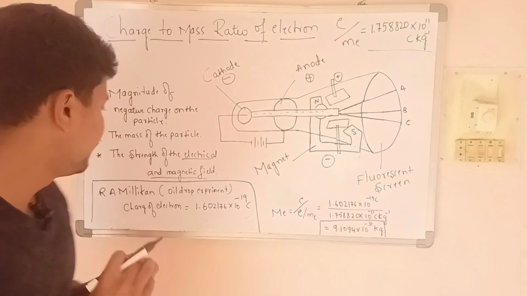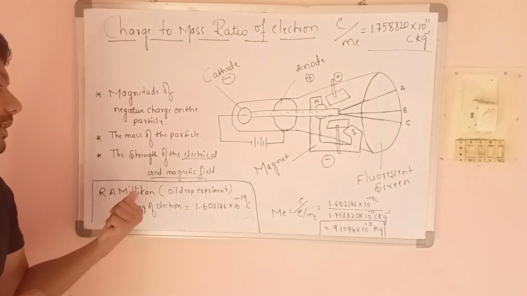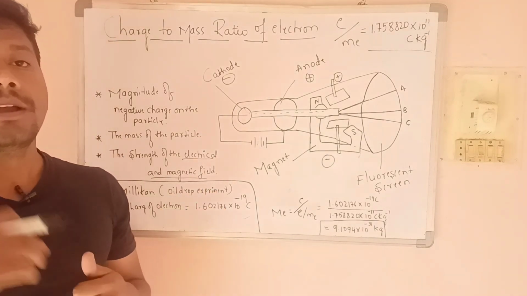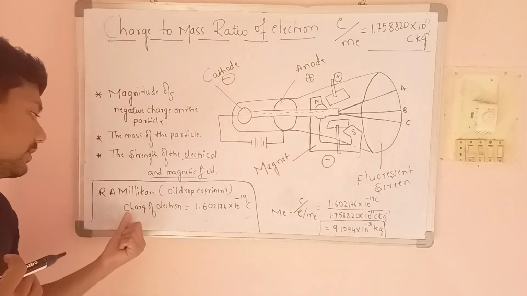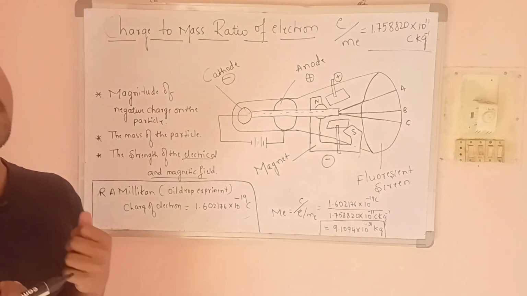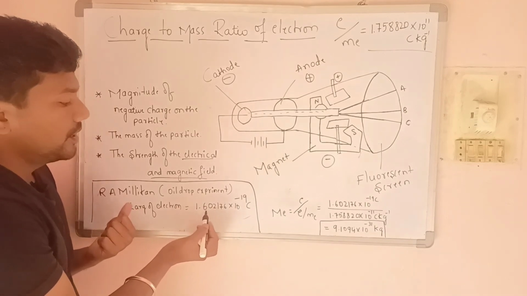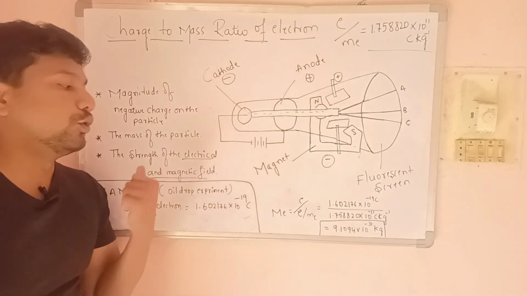After that, another scientist, R.A. Millikan, conducted an experiment called the oil drop experiment. From this oil drop experiment, he gave the charge of the electron, which is 1.602176 × 10^-19 coulomb.